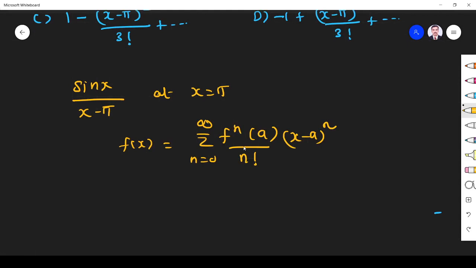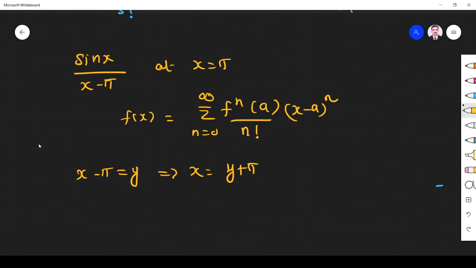So for that, let me substitute x minus pi, that is the denominator, equal to y. This implies x is equal to y plus pi. Substitute this value in the given equation. So sine, instead of x, you substitute y plus pi. Everything I convert in terms of y. X minus pi is y.